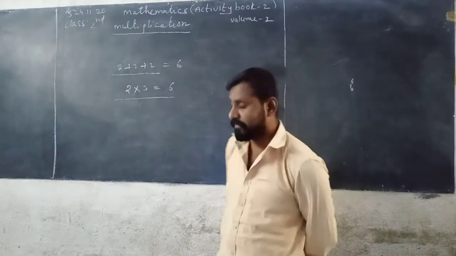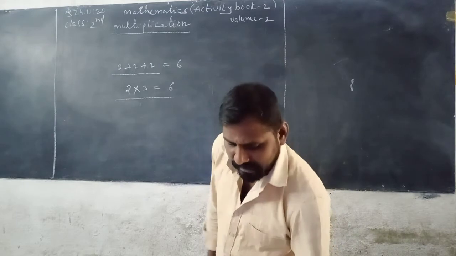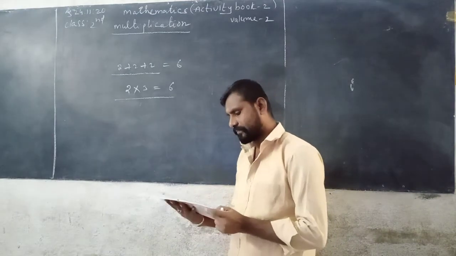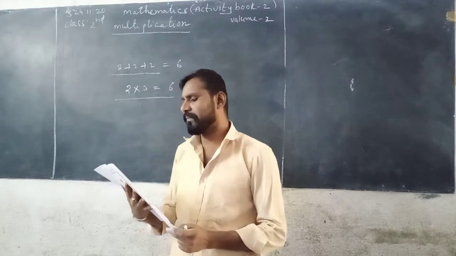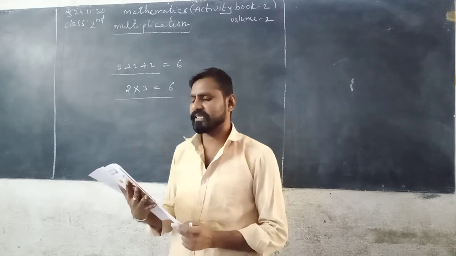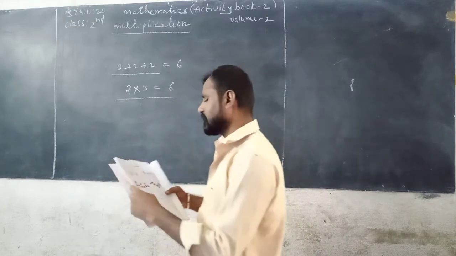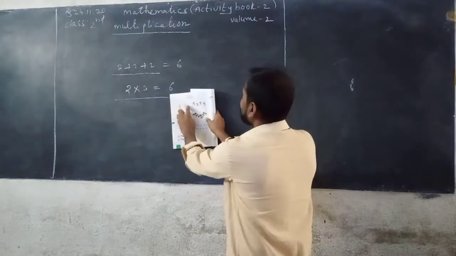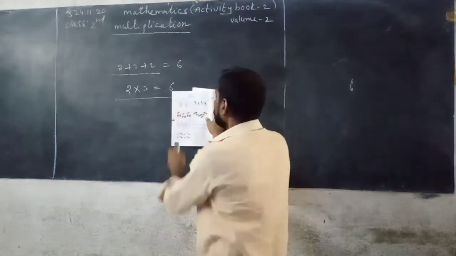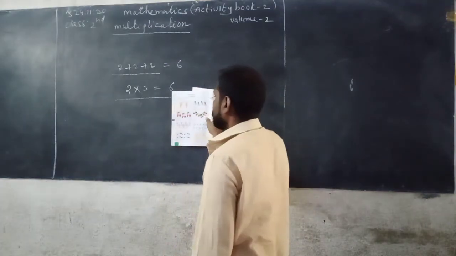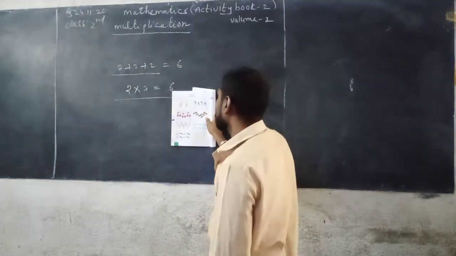From your activity book volume 2, see here, page number 34. Observe the pictures in each box and fill in the blanks to make the multiplication statements true. See here, 2 hands are given. In it, 4 fingers are opened and 1 finger is closed.